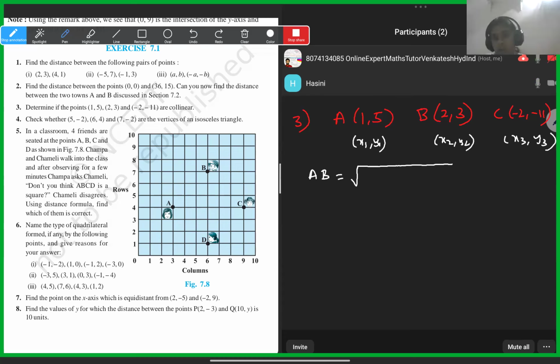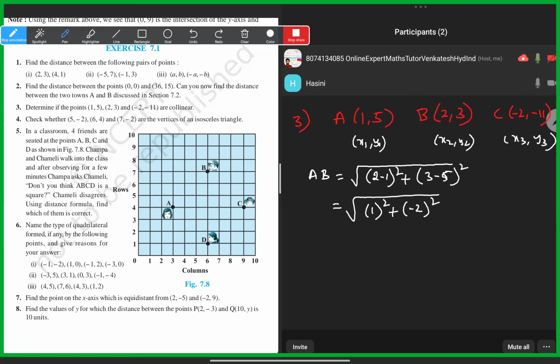Okay, sir. 2 minus 1 whole square plus 3 minus 5 whole square. So 2 minus 1 whole square is 1 whole square, which equals 1. Minus 2 whole square is 4. So how much will it become, Hasni? Root of 1 plus 4, root 5. Now I'm doing BC, Hasni. In the same way, you have to imagine this as x1 y1 and this as x2 y2. So it will become the same way. Okay, sir.